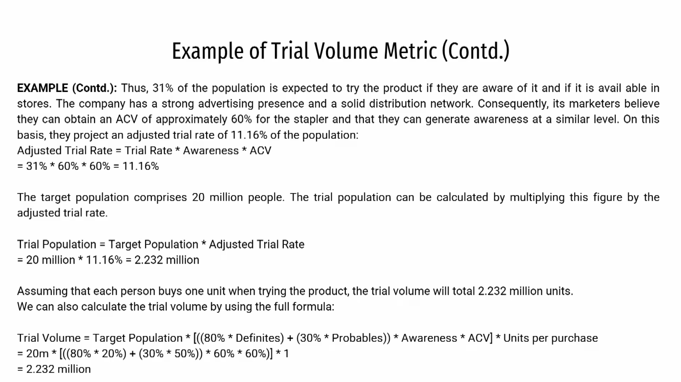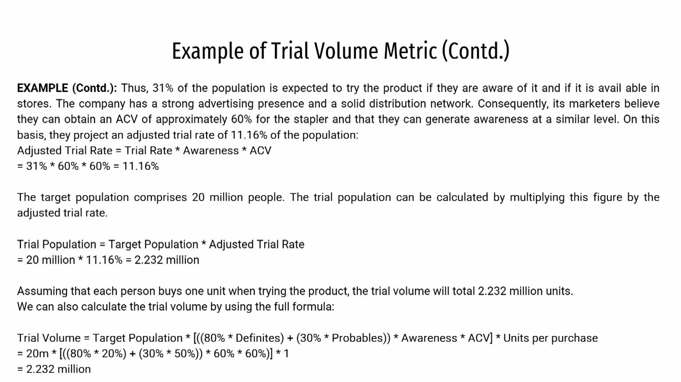Consequently, its marketers believe they can obtain an ACV of approximately 60% for the stapler and that they can generate awareness at a similar level. So what it is saying is that the awareness level is 60% and the all commodity volume is also at 60%, which means the distribution reach is at 60%.